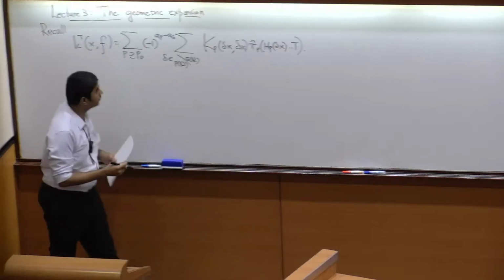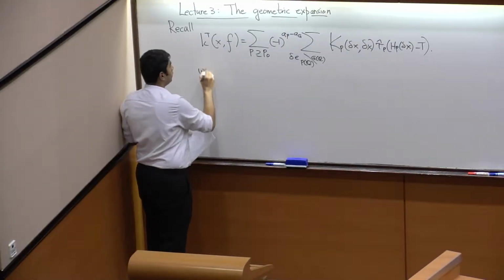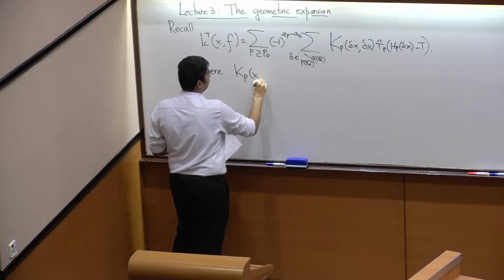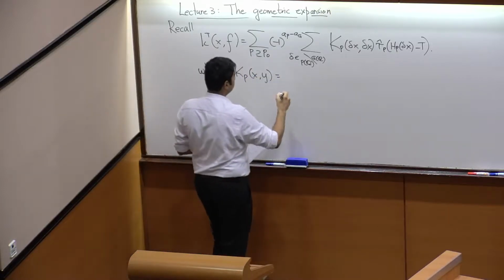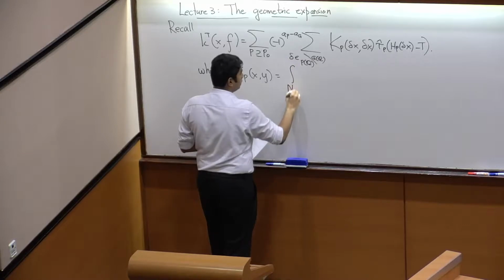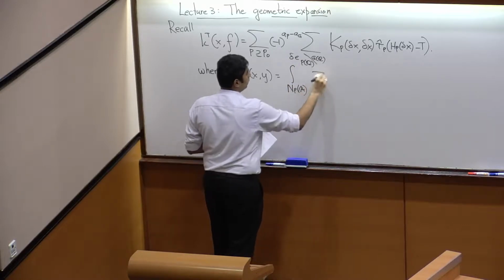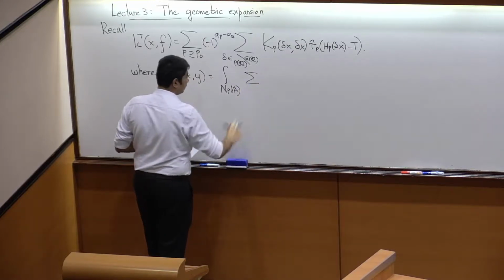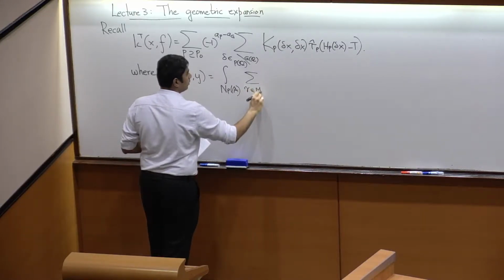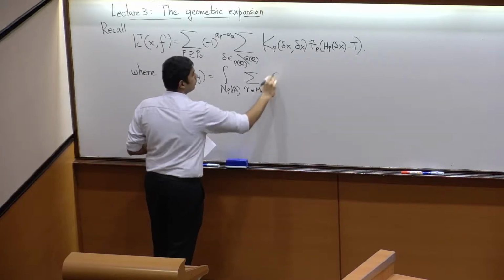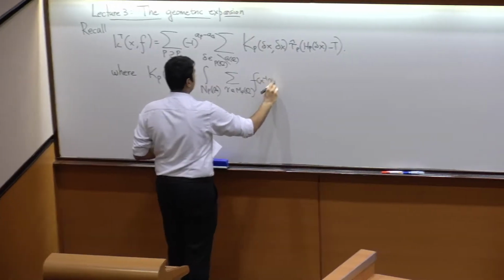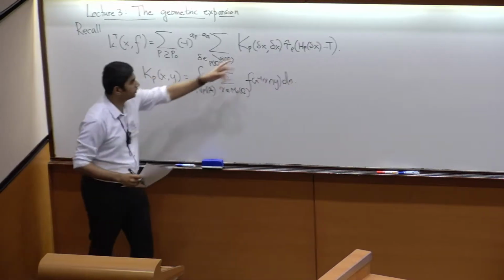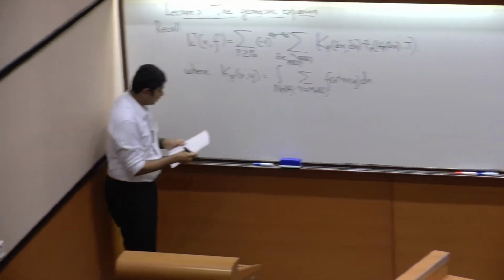This is the definition, and here K_P is the kernel of the induced representation from the Levi. It's given by the integral over N_P A of the sum over gamma, let me write gamma in M_P(Q), dn, and you're integrating on the diagonal.